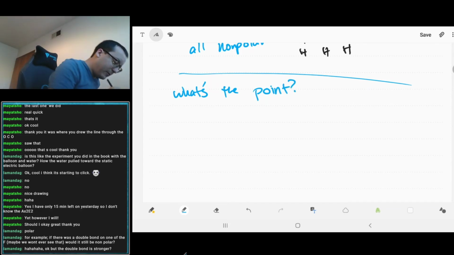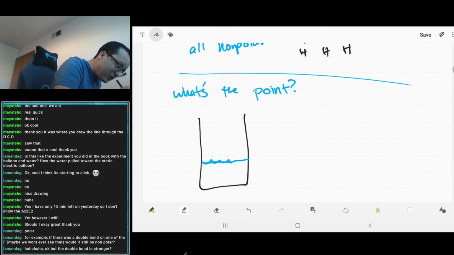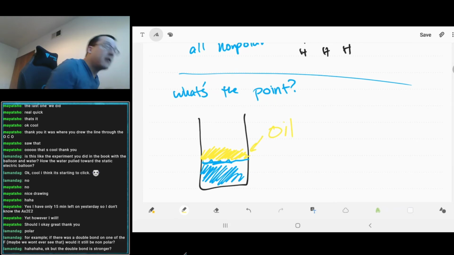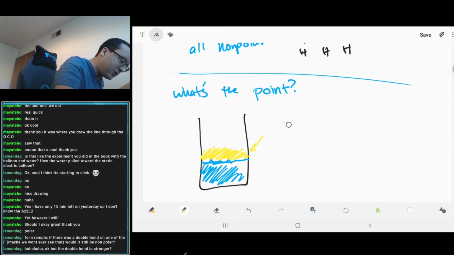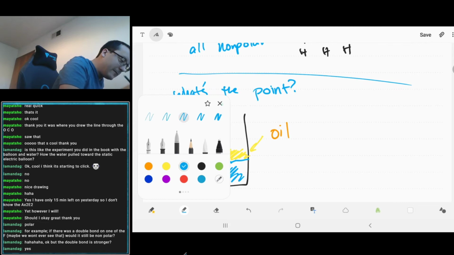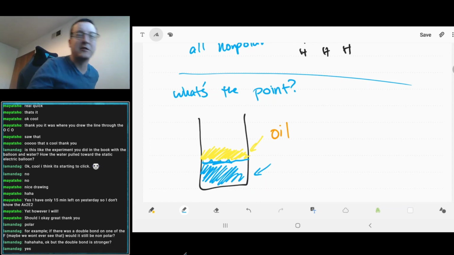So here we have a jar of water. I guess I should draw it as a straight line. And I'm going to put some oil in it. Ooh, can we see that yellow? I guess we can. It's horrible. Here, I'll make it orange. It's a little bit easier on our eyes. I don't like the yellow. Oh, you can see it? Well, anyways, I think orange is easier to see anyway.